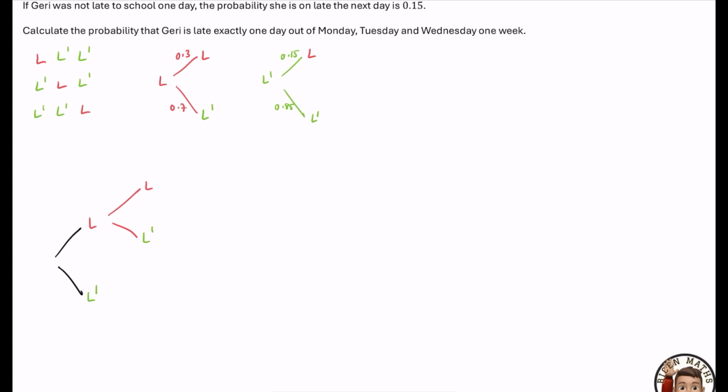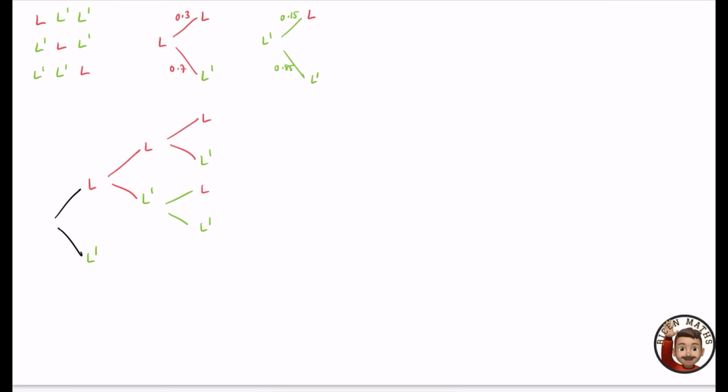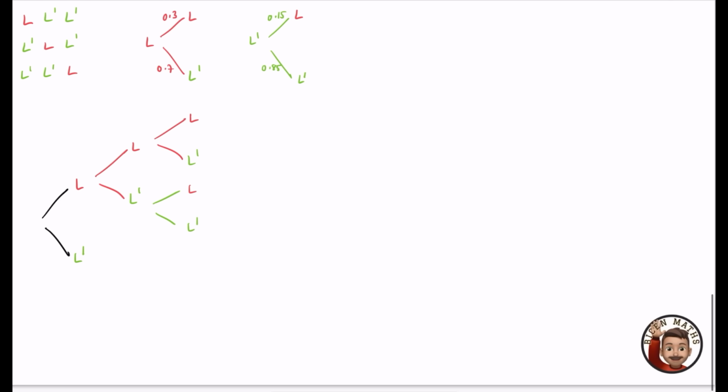That's for the Tuesday. Now, out of that late, there's going to be another of these red ones where it's late or not late. Out of the not late, there's going to be the green branches. There's going to be late or not late. Now, for the bottom section, we've now done the Monday, Tuesday, and Wednesday if she was late on Monday. If she's not late, we're going to have these two options. Again, I should be replicating this tree that we've got up here. There's going to be late or not late. If she was late, we'll draw this red tree that we've got.